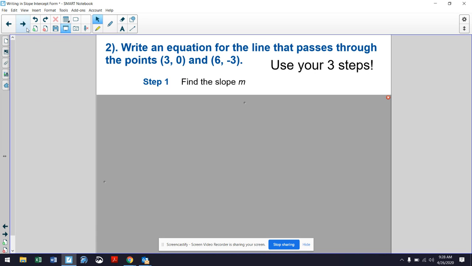So we're going to try this one. Go ahead and try to solve this one on your own. So we're going to start with finding the slope. Your 2 points that the line will go through are (3, 0) and (6, negative 3). So solve using your slope-intercept form or your slope formula first, and then play the video again to check that you got the correct slope, and then we'll move on to the second step. So go ahead and pause and find your slope.